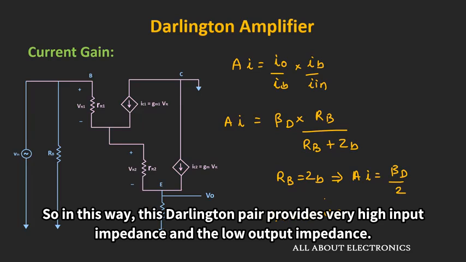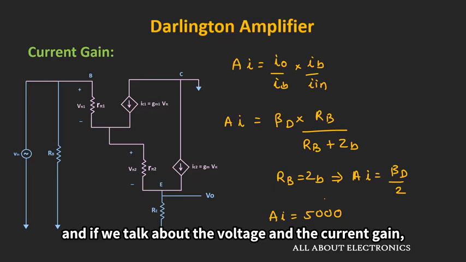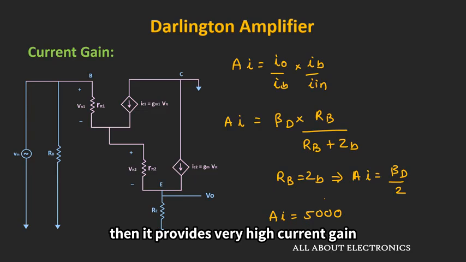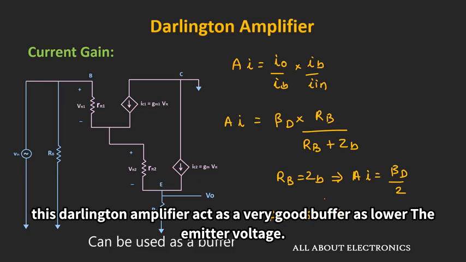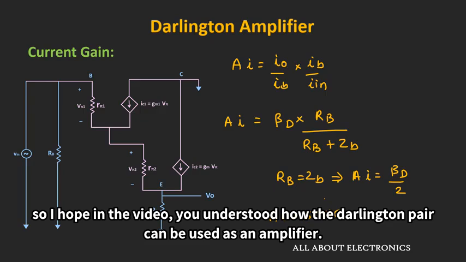So in this way, this Darlington pair provides very high input impedance and the low output impedance. And if we talk about the voltage and the current gain, then it provides very high current gain and its voltage gain is close to unity. So because of these amplifier characteristics, this Darlington amplifier acts as a very good buffer at the low and the mid frequencies. So I hope in this video you understood how the Darlington pair can be used as an amplifier.